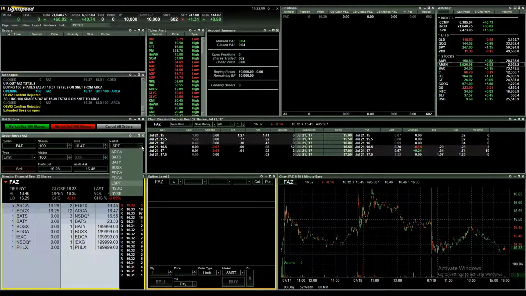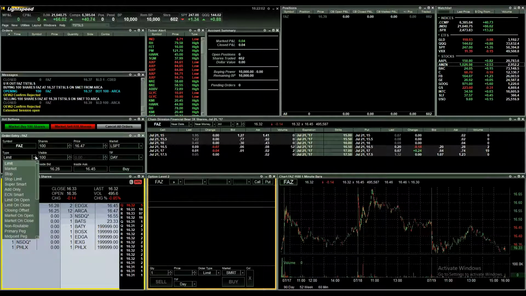We also offer various strategy routes and dark pool routes and other types of algorithmic orders here, smart routes, super smart orders. If we have time, maybe we'll try to get into the dark routes and how to set those up as well.